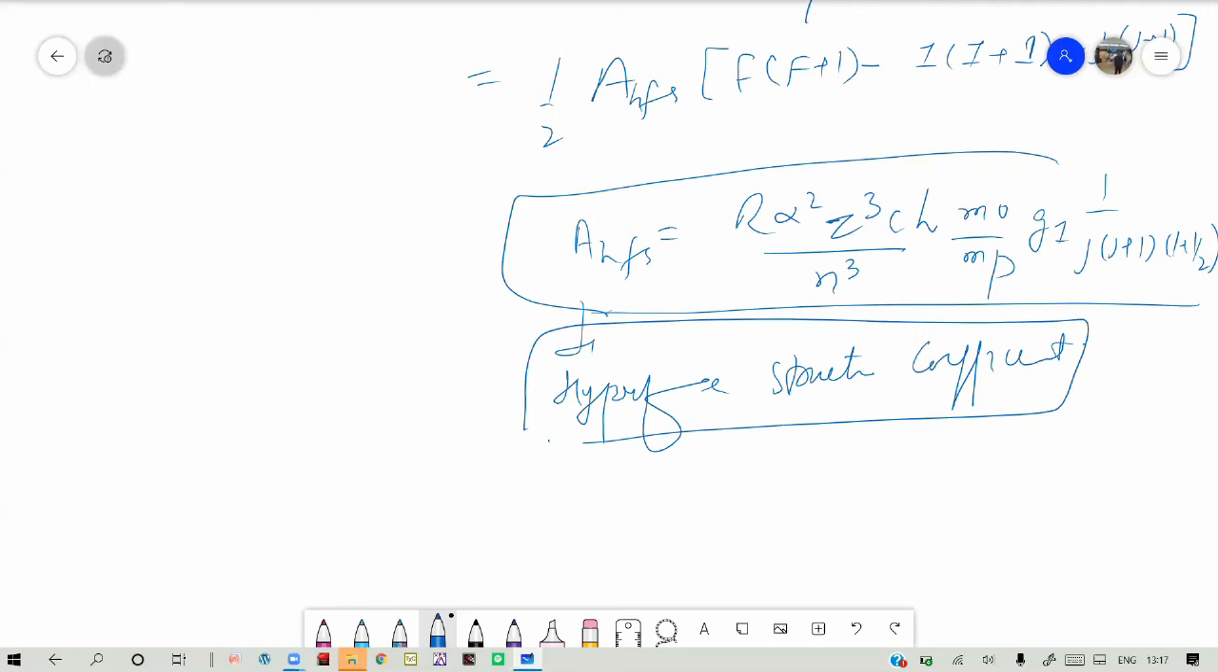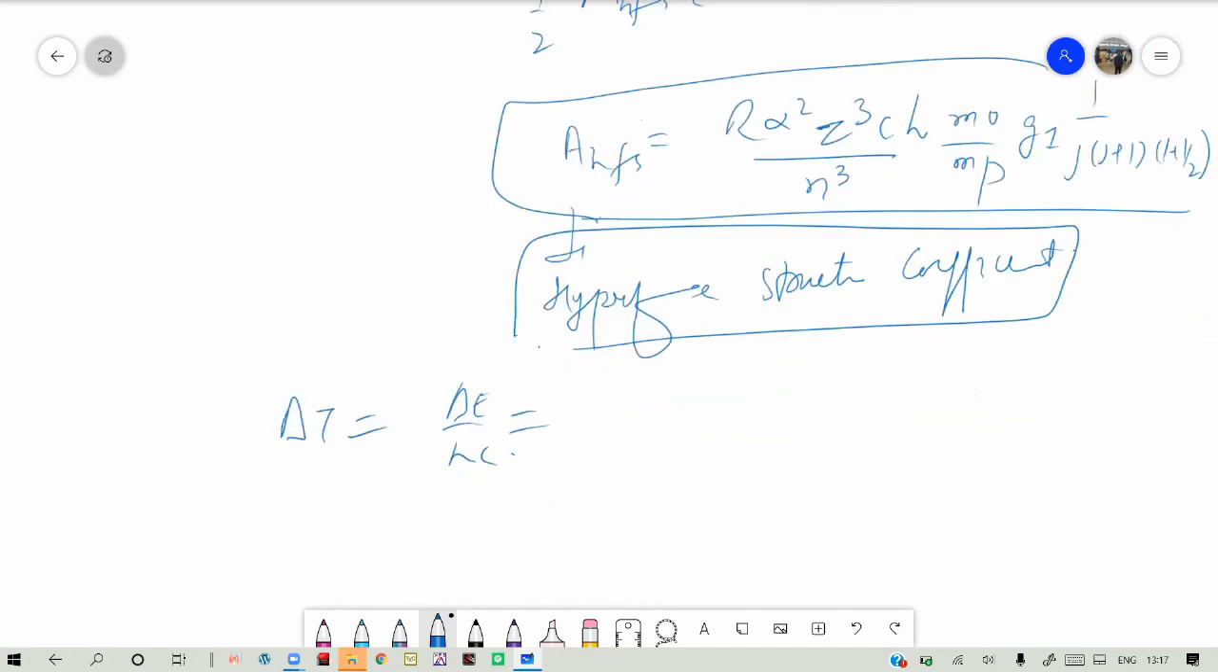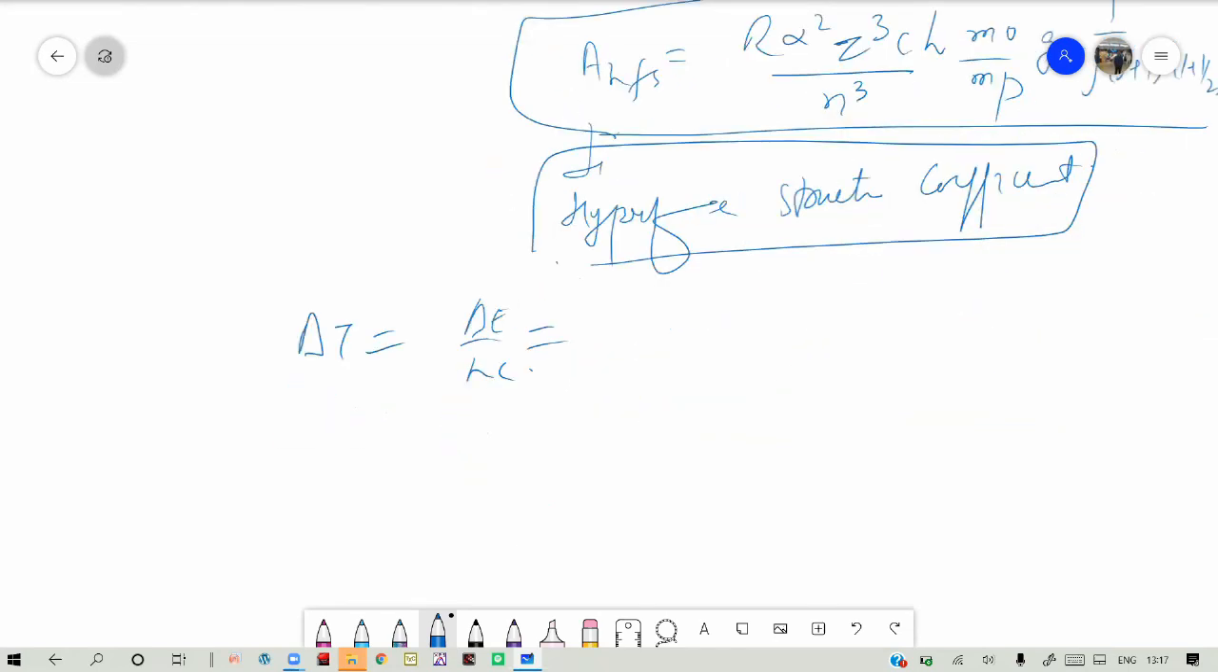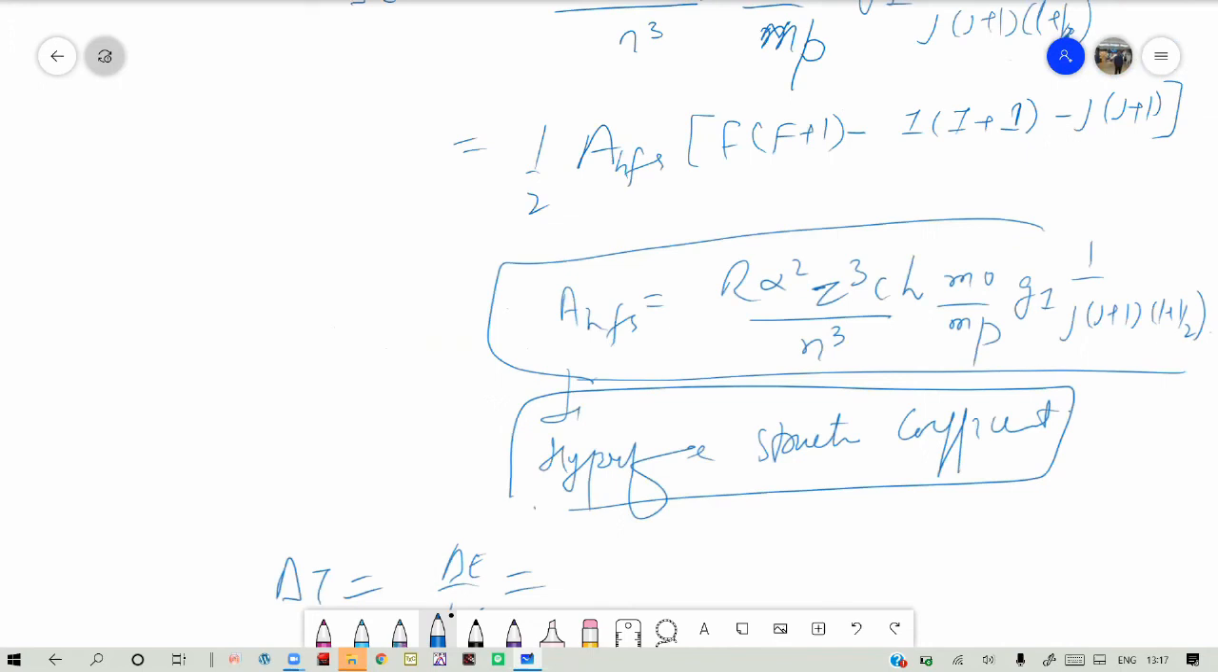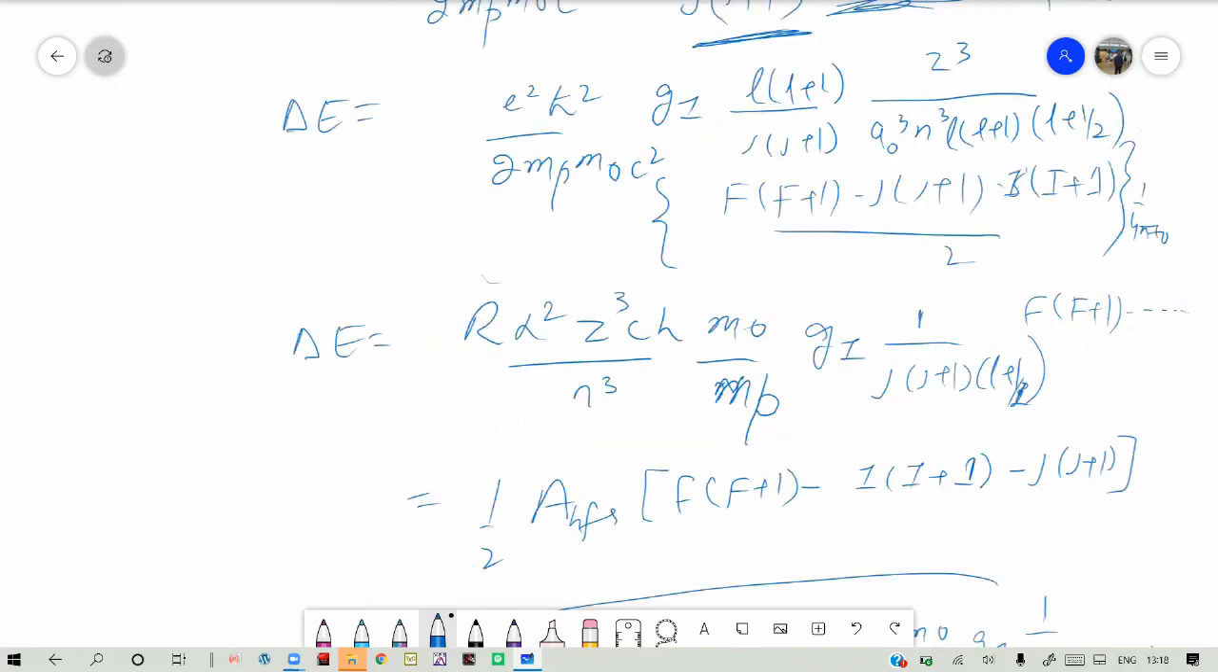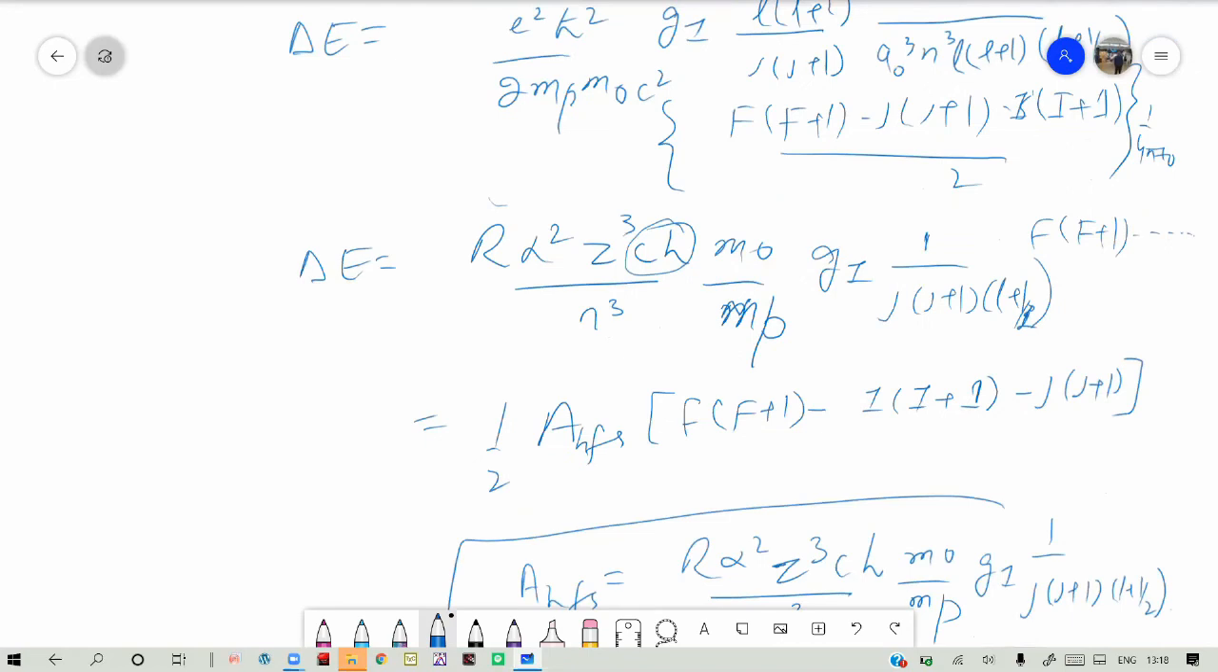If you want to calculate the term value, what is the term value? The term value is delta E divided by H C, delta T. That you can put in and find the term value difference. What is the term value? That will be given by this expression. And in the final result, you just divide by H C, and that H C from the numerator will cancel out with this H C here, and you will be left with the final expression.